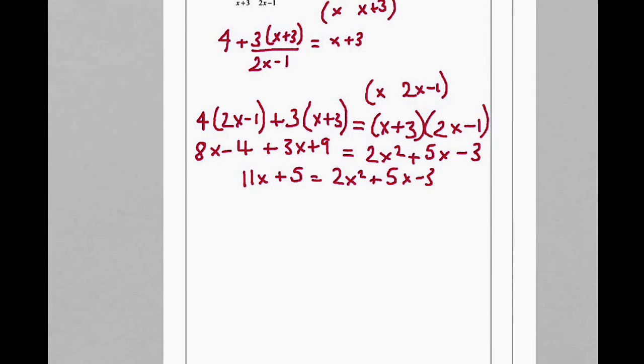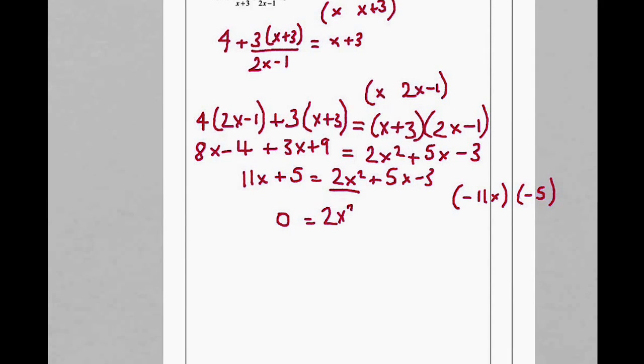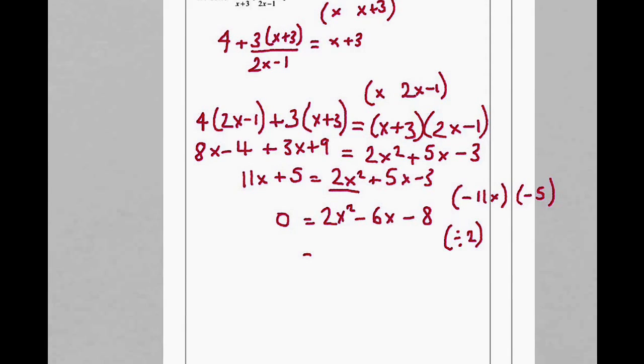Now, because it's a quadratic equation, I can only solve quadratics when they're equal to 0. So to make it equal to 0, I'm going to take away 11x. And I'm also going to take away that 5 on the left-hand side. So I get 0. Brilliant. I get 2x squared. I've got 5x, but I needed to take away 11x, so I've got minus 6x. And I've got minus 3, but I want to take away another 5, so I've got minus 8. Then I'm going to divide everything by 2. 0 divided by 2 is 0. I get x squared minus 3x minus 4.